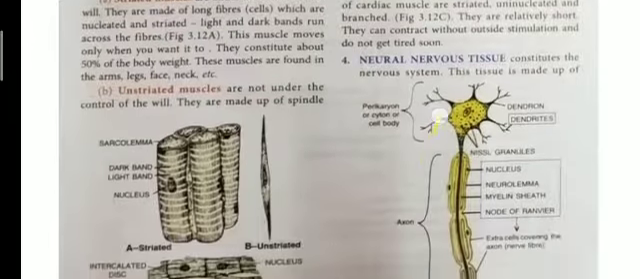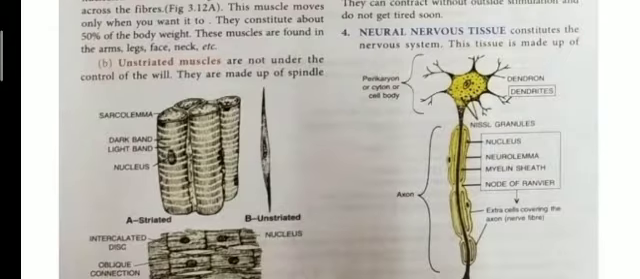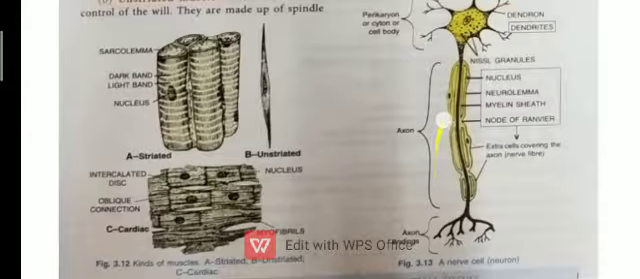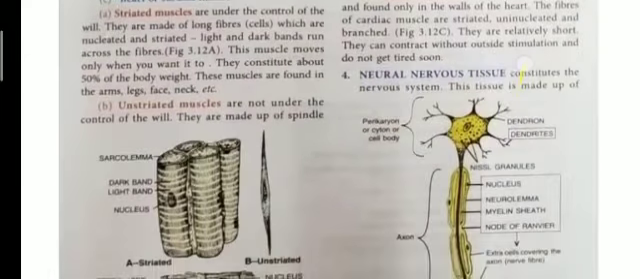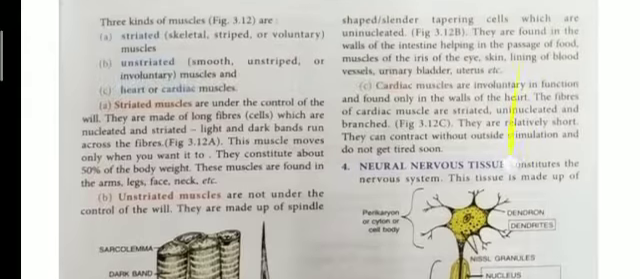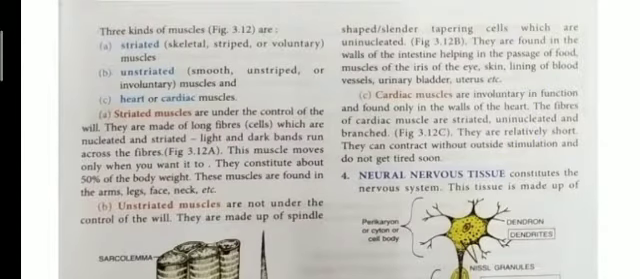B part is the unstriated. They are involuntary, not in our control. They are spindle shaped, as you can see in diagram B, and they are uninucleated. They have only one single nucleus in the center of these spindle type cells. They are found in the walls of the intestine, the muscle of the iris of the eye, skin, lining of the blood vessels, urinary bladder, and uterus. So you should know where it is found.